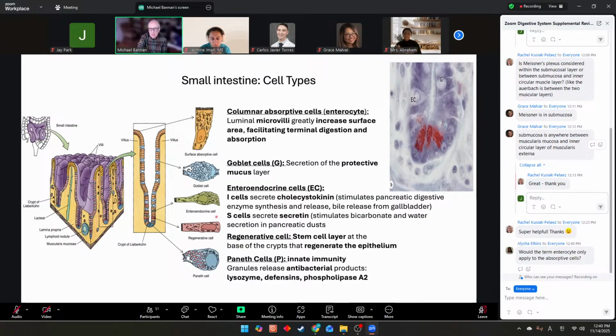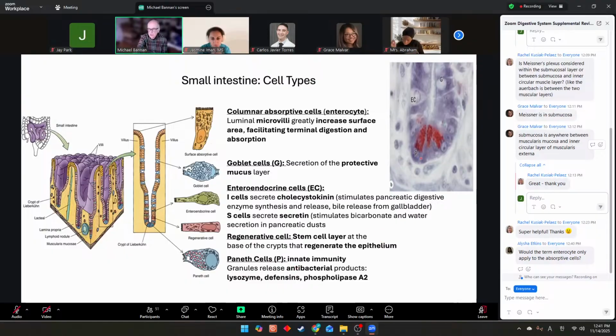And the second cell type is the S cell. These cells secrete secretin, which stimulates the pancreatic ducts to produce bicarb and water. Now, the next cell type is a stem cell, and here it's listed as the regenerative cell, and we can call it the stem cell. But these cells, unlike in the stomach, are located in the base of the crypt. And like the stem cells in the stomach, they can produce any of the epithelial cells in the small intestinal mucosa. And the final cell type is the Paneth cell.